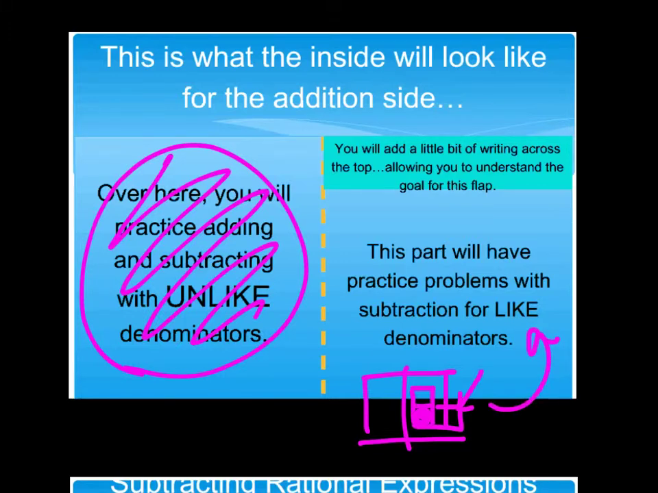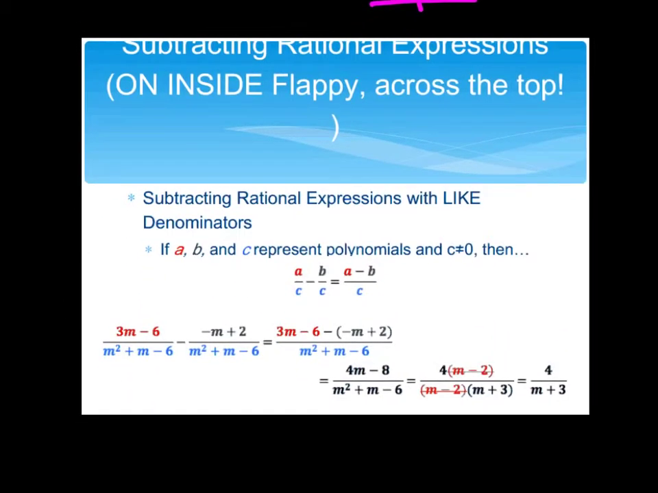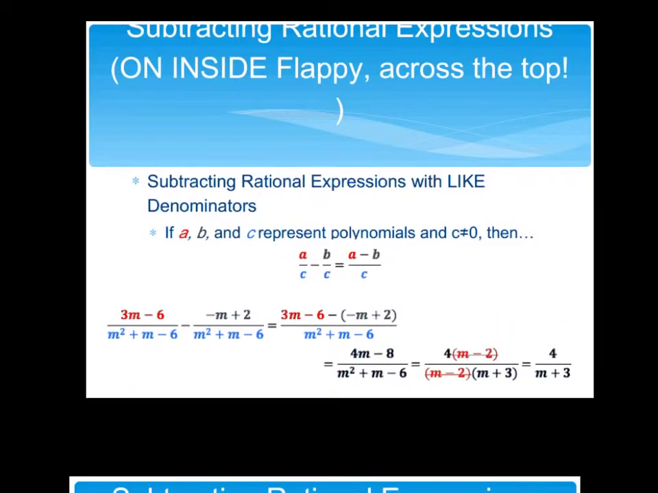So you're going to have a little bit of writing up top, and then we are going to do 2 practice problems down below. So let's try to understand what's going on with subtraction. It's just like addition, except there's a subtraction sign. That's the only thing that's different. So essentially, if we have a, b, and c represent polynomials where c cannot equal 0, then we have a over c minus b over c. We can essentially just rewrite that as having one of the common denominators and a minus b up on top.